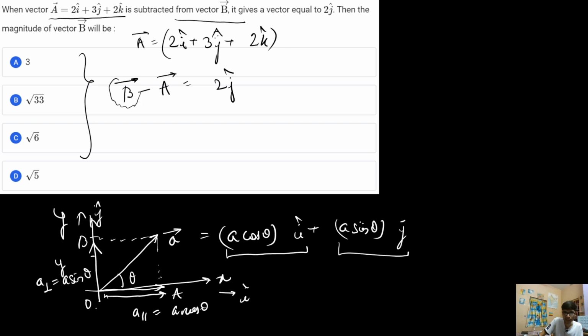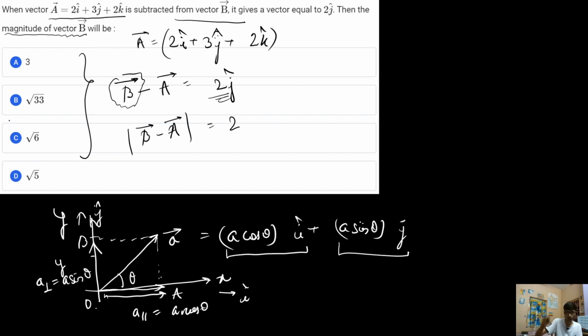So there is a vector B, and if vector A is subtracted from it, then it gives the result 2j cap. So from here I see one important thing, that the modulus of B minus A, its value, is 2. Okay, now I have to comment on the modulus, the magnitude of the vector B.